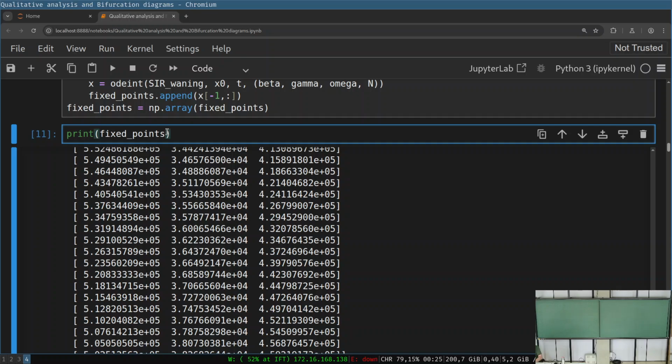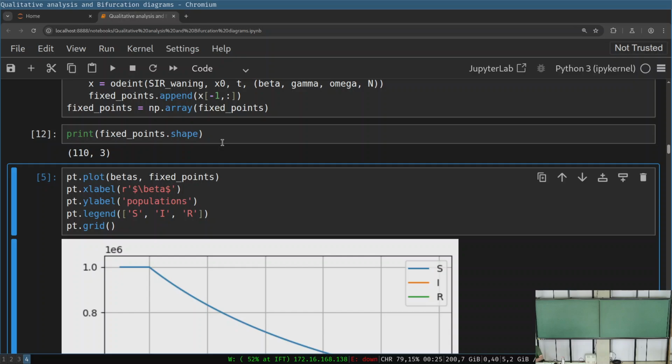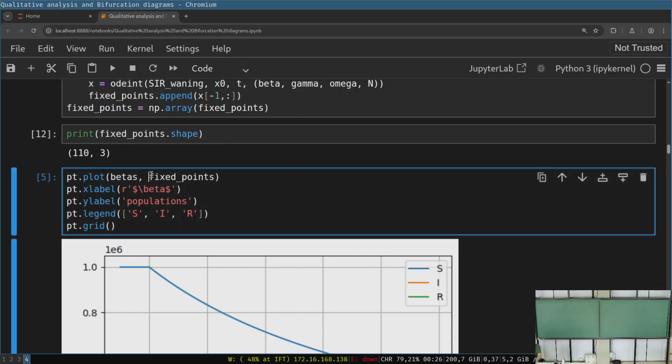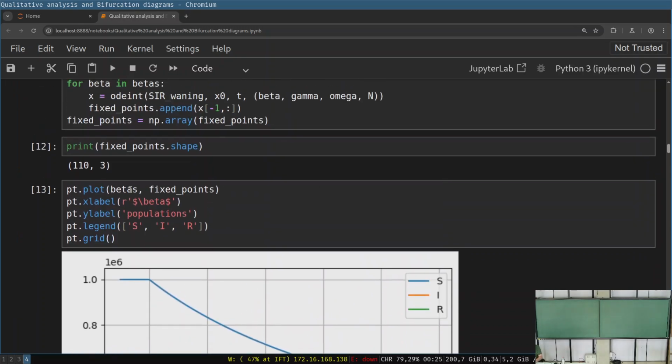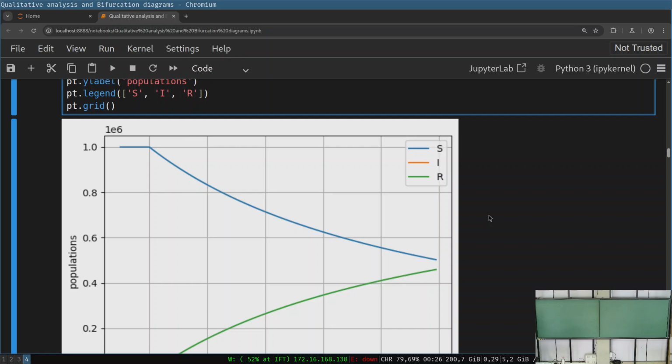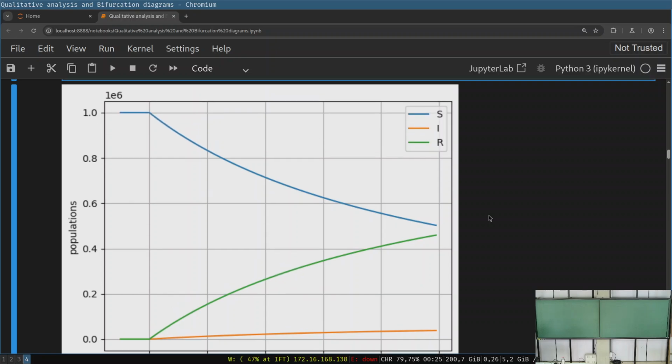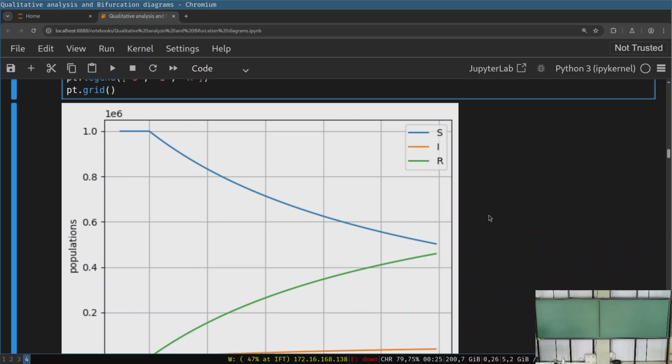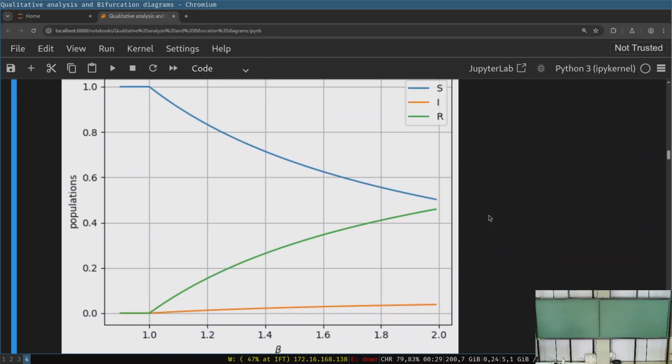So let me go back to what was before. Okay, so let's plot the fixed points against beta. This is it. So you see, I plot beta's fixed points, and here is what it looks like, okay? So now, you see that for beta below 1, both R and I are 0 at the end of the simulation, and susceptibles of course is 1. I should probably divide this by n, but you see that this is 1 times 10 to the 6, so this is the number of people, it's not proportions. But then as I increase beta here, I increase.